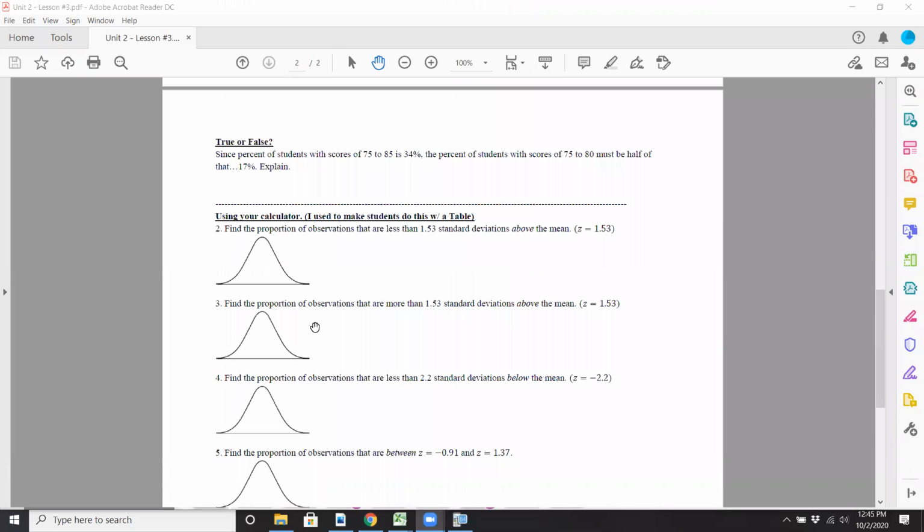Let's do some true and false questions to wrap up the video. Since the percent of students with scores of 75 to 85 is 34%, then the percent of students with scores of 75 to 80 must be half of that, 17%. So the answer is no, it's not. And the reason why is that our curve is not linear.